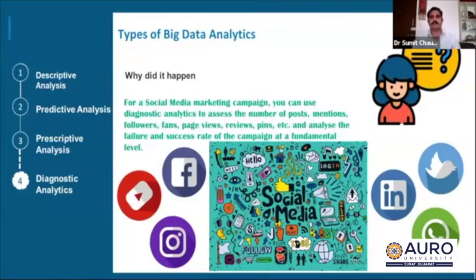So these are the four types of big data analytics we have here: descriptive analysis, predictive analysis, prescriptive analysis, and diagnostic analysis.